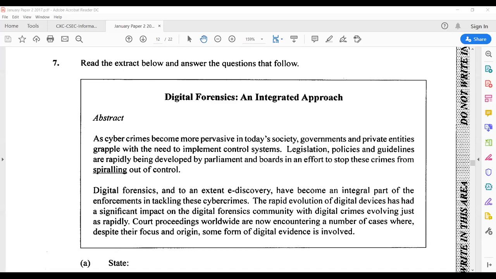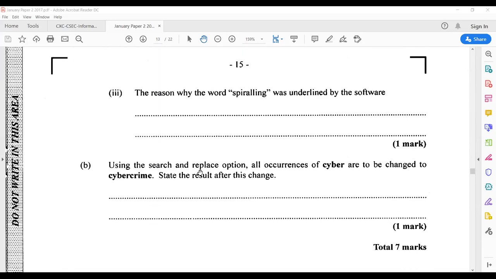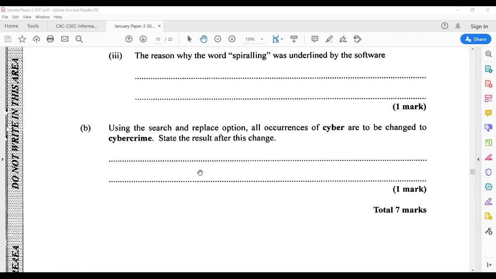So basically what's going to happen here is, anywhere that has cyber is going to change to cyber crime, right? And that is going to result in the document reading like this: as cyber crime crimes, right? So that's going to be the new output. So as cyber crime crimes become more pervasive, right? And this one, this is where cyber is. And this is going to be an integral part of the enforcements in tackling these cyber crime crimes. So the impact is, and you could draw examples from the document itself, right? All right, so that's it for the question on Microsoft Word.